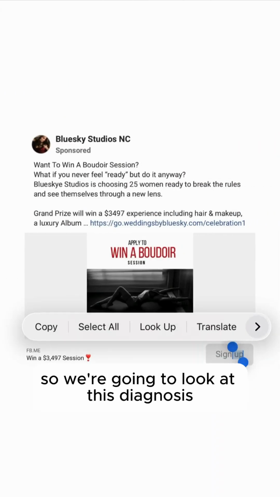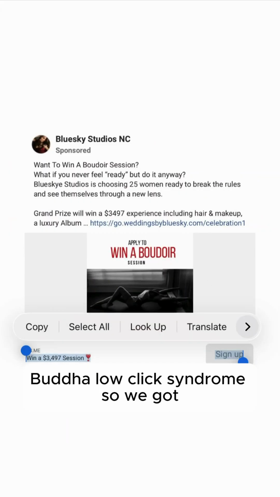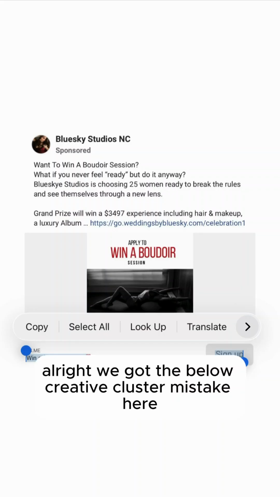So we're going to look at this, diagnose it, see if we believe it has BLCS, Boudoir low click syndrome. So we got the below creative cluster mistake here.